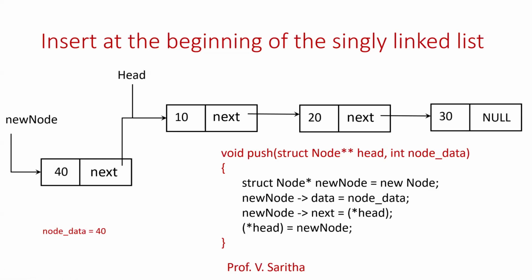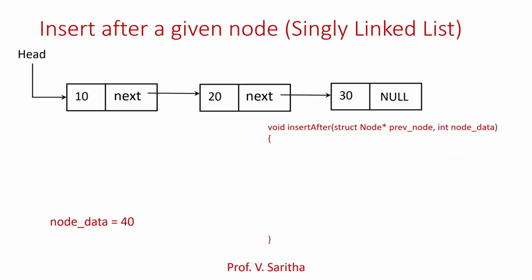Then new node is assigned to the head pointer. That is, the new node pointer will become the head node like this. So this is how we insert a value at the beginning of the singly linked list.